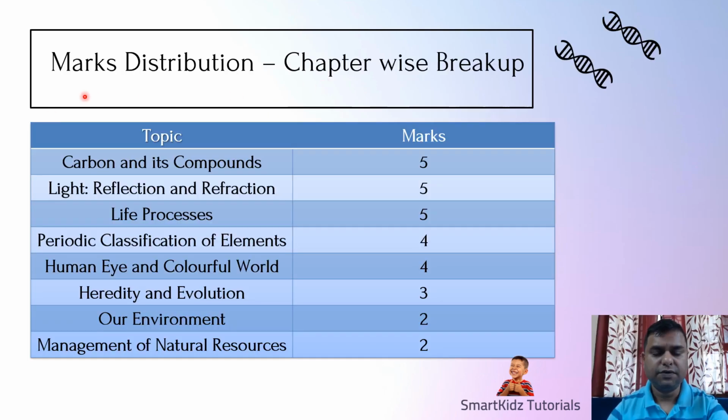So chapter wise, we have the following chapters and their respective marks. Carbon and its compounds, light reflection and refraction, and life processes: these three chapters have got the maximum marks, 5 each, followed by periodic classification of elements, human eye and colorful world, 4 each. There's 3 marks for heredity and evolution, 2 each for our environment and management of natural resources. So you can see the bulk of the marks are in these 5 chapters. This is where you need to focus.